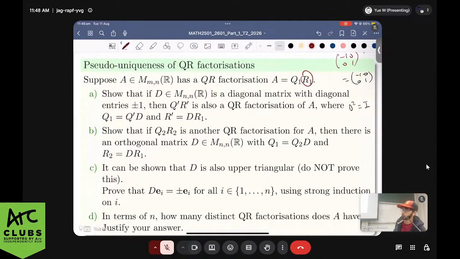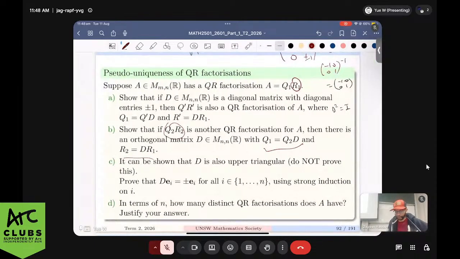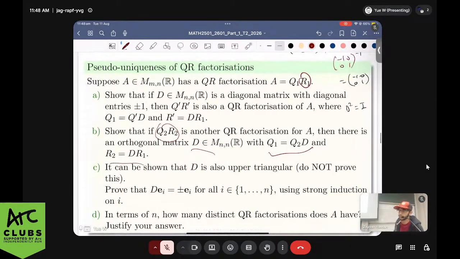If you have Q2 R2, which is another QR factorization, it turns out that it has to come from this transformation that we did. This is kind of the converse. If Q2 R2 is another QR factorization, it has to be related to the original one by these two. And there exists some D which works. Here they're actually mentioning D has to be orthogonal. They're not mentioning it has to be diagonal with plus minus 1 entries. We have a relaxed condition here.